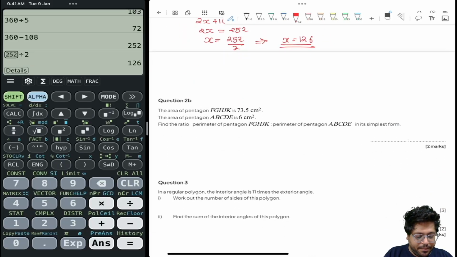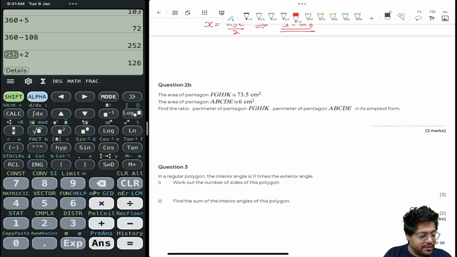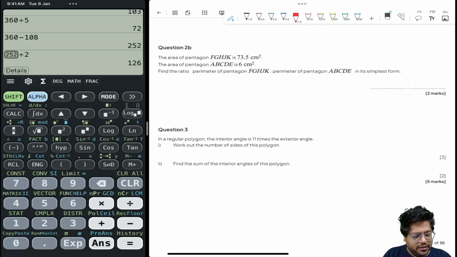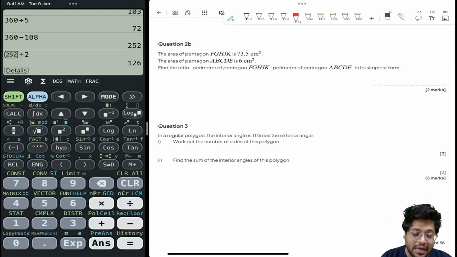The area of the larger pentagon is 73.5. The smaller pentagon area is 6 centimeter square. And now find the ratio of the perimeter. There will be a similarity chapter, I think chapter 9 in this curriculum, where we'll talk about similarity and their area ratio and side ratio.